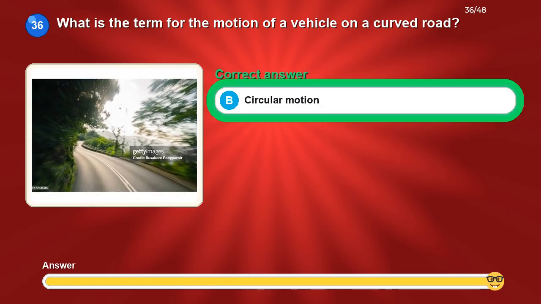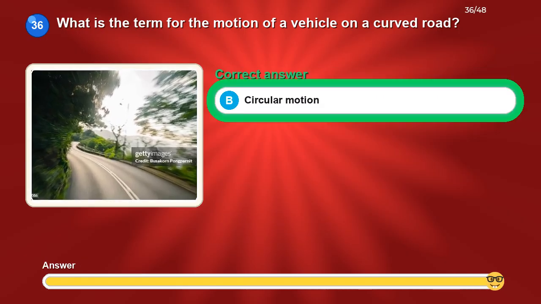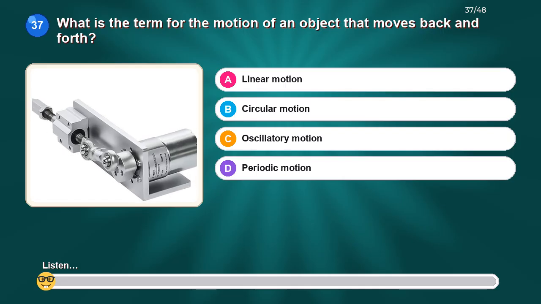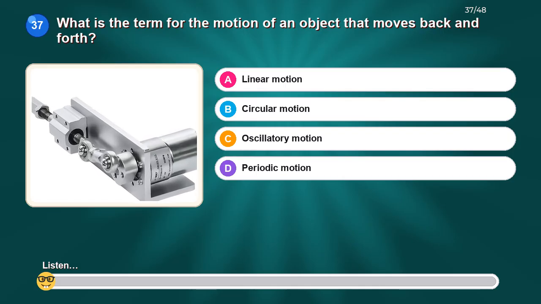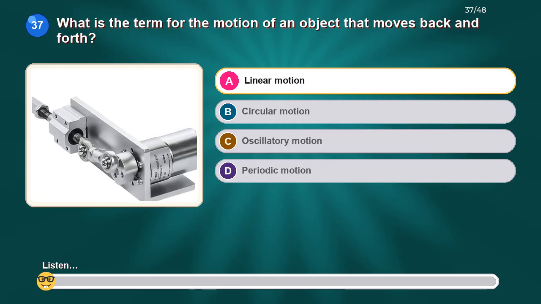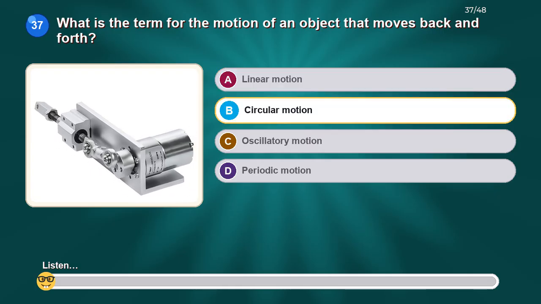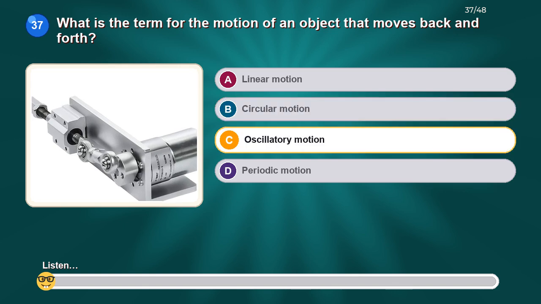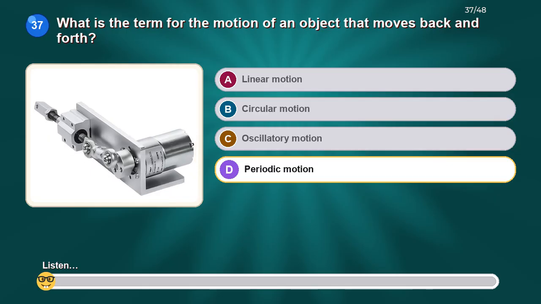The correct answer is circular motion. What is the term for the motion of an object that moves back and forth? Option A, linear motion. Option B, circular motion. Option C, oscillatory motion. Option D, periodic motion.